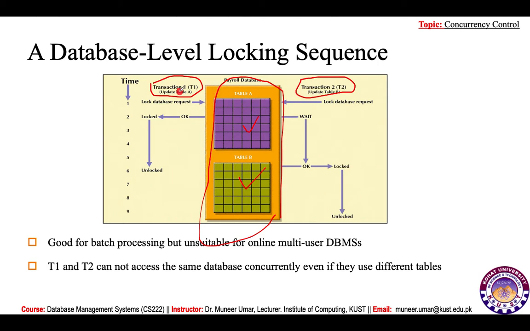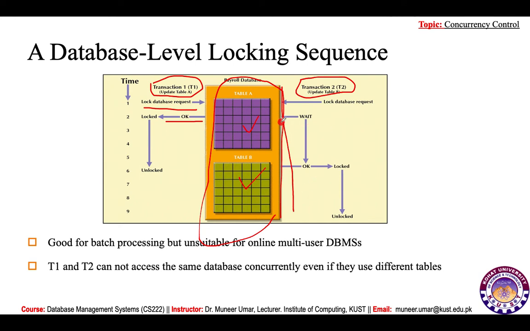In the beginning, T1 will put a request for lock. Since this database is now free and there is no lock on it, the lock manager will grant the lock to this T1 and this database would be locked for T2 or any other transaction.